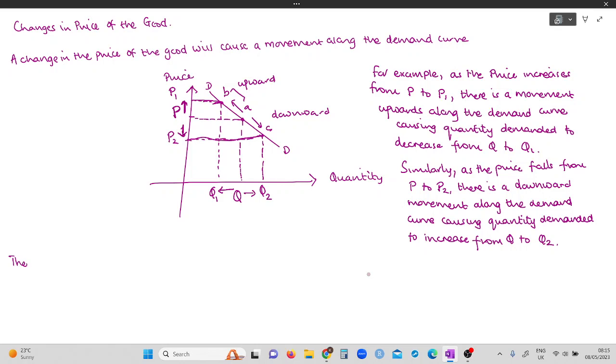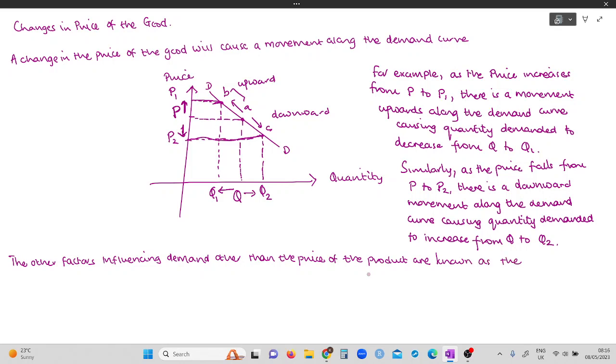Okay. So the other factors influencing demand, other than the price of the product, are known as the other factors. We call that the conditions of demand.